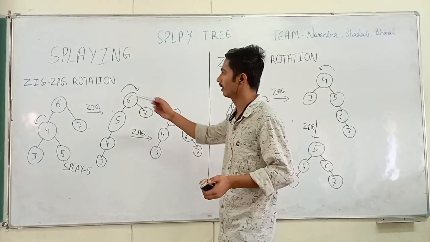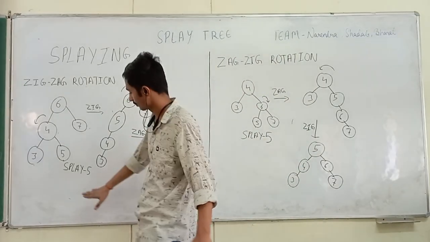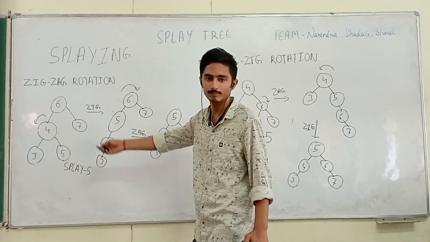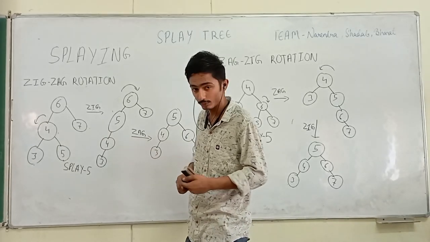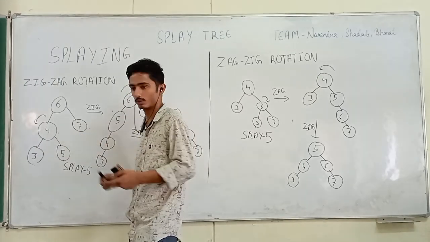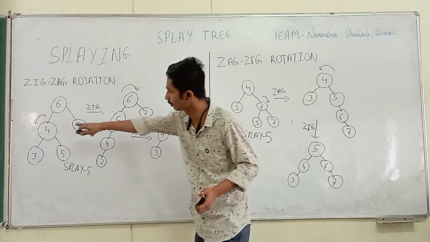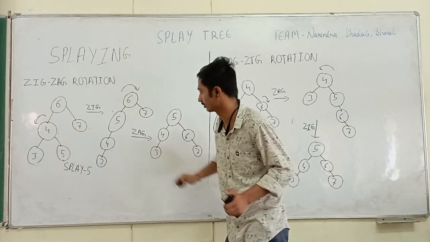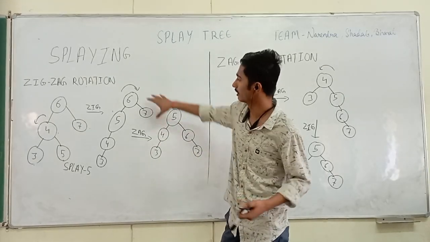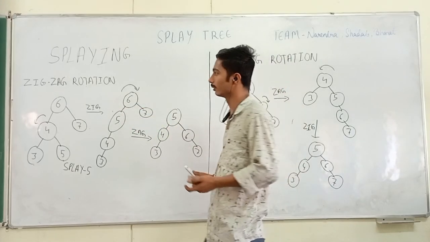So now I will explain the last two rotations, zigzag. Suppose I have to splay 5, and 5 has a parent, so I cannot directly make it the root node. So first I have to do a jig operation, left rotation on node 4. If I do the jig operation on 4, then my tree will look like this. Now I will do a jag operation on 6. So if I do the jag operation, 6 will come down, 5 will be my root node, and that is what I wanted. So this is the jig-jag operation.